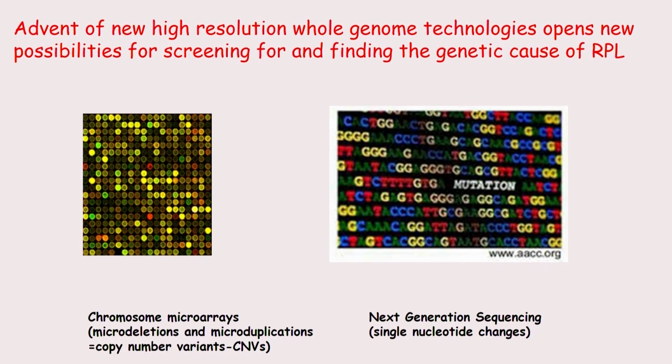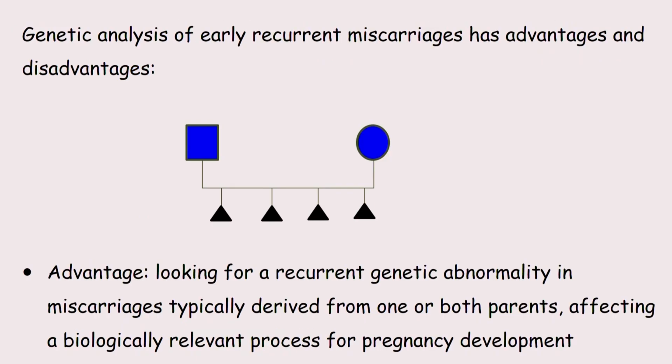So the advent of high-resolution whole genome technologies opens new possibilities for screening for and finding the genetic cause of recurrent pregnancy loss. I'll provide examples of using chromosome microarrays for identifying microdeletions and microduplications, or CNVs, copy number variants, in couples with recurrent loss and their miscarriages. I'll also give an example using next-generation sequencing for identifying single nucleotide changes, specifically whole exome sequencing.